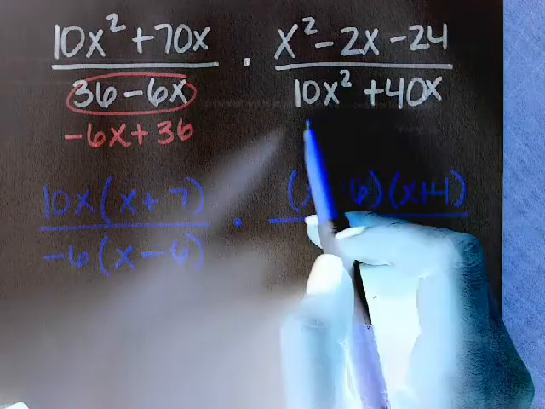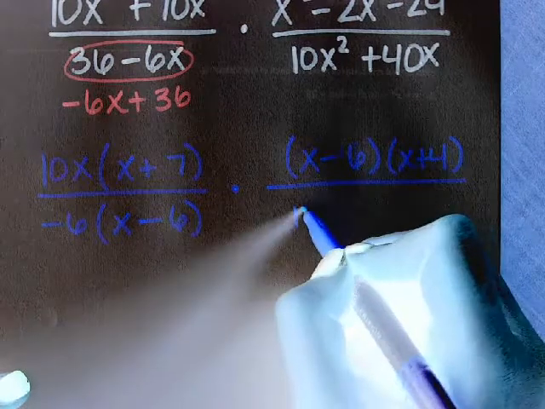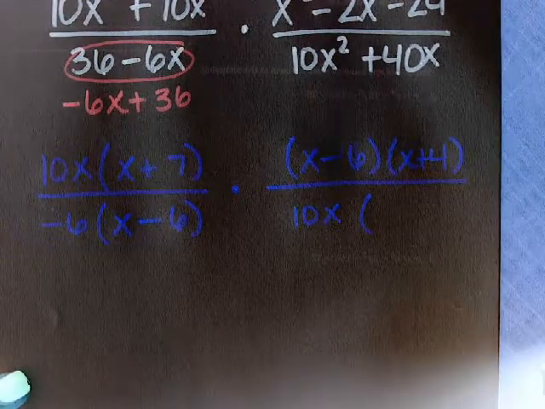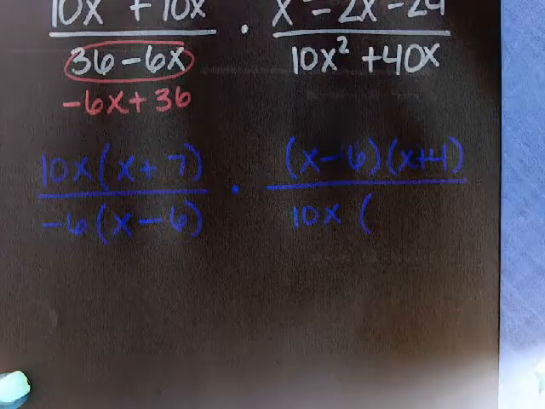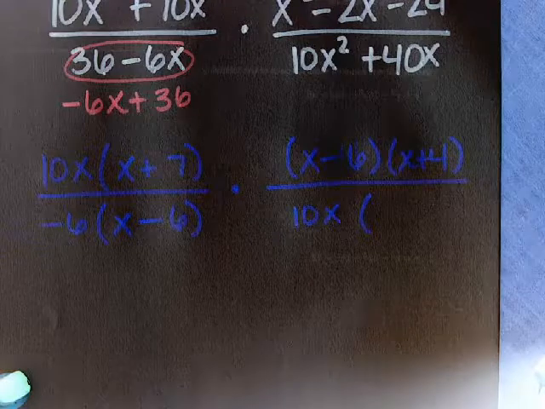All right. What about the GCF at the bottom? 10x. And then, x plus 4.